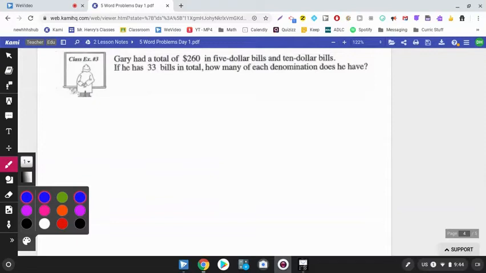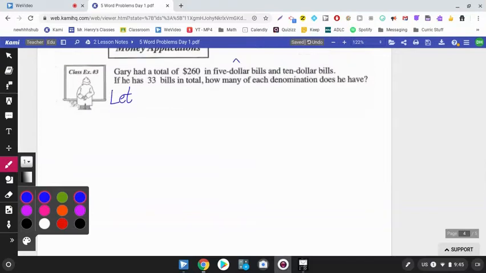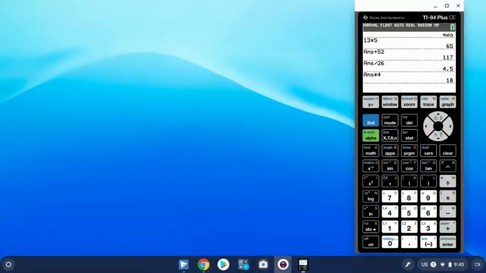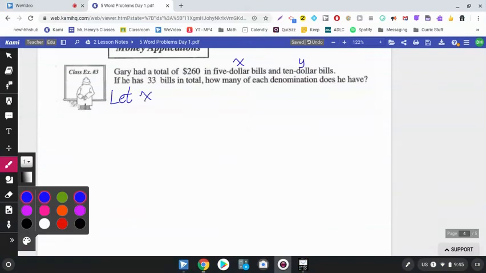So he doesn't have $20 bills. He doesn't have 50s. He doesn't have loonies, toonies. He has $5 bills and $10 bills. Those are the only two types. So my let statement is going to be defining those. I am super original, so I'm going to pick X and Y. Let X be the number of $5 bills.